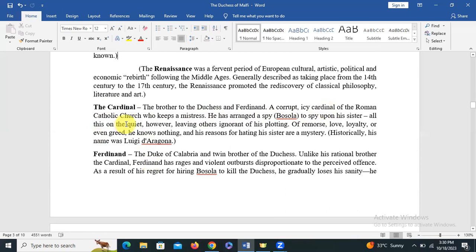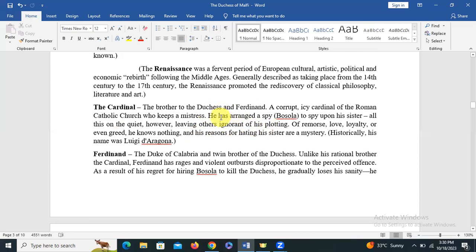He served in the church, right? He served in the Roman Catholic Church, and he keeps a mistress. He had a mistress with the name of Julia. I told you in the last lecture. So he has arranged a spy, Bosola, to spy upon his sister. All this on the quiet, however, leaving others ignorant of this plotting.